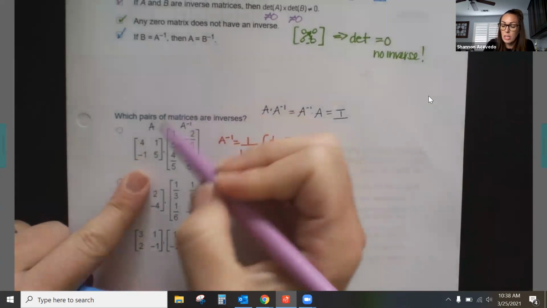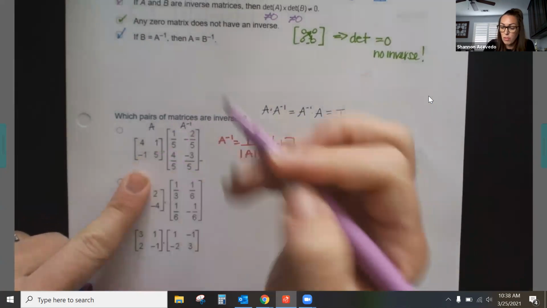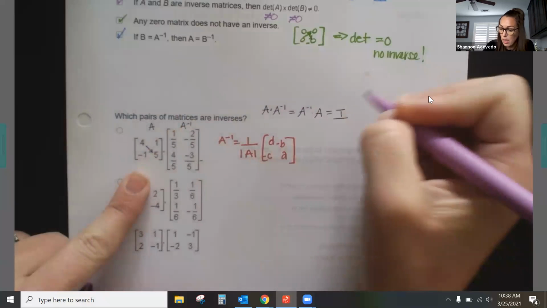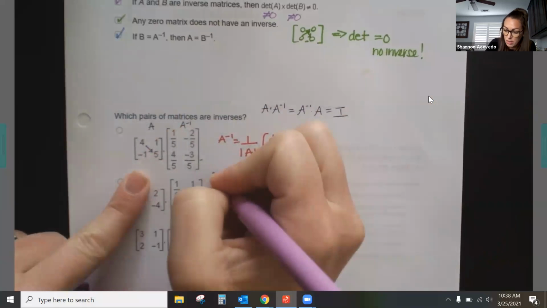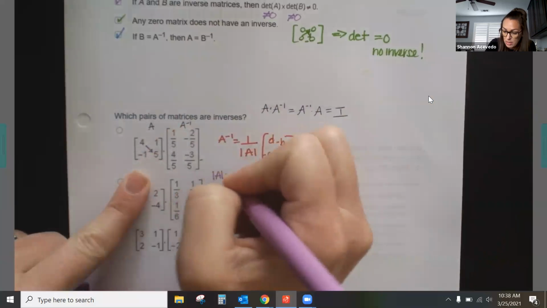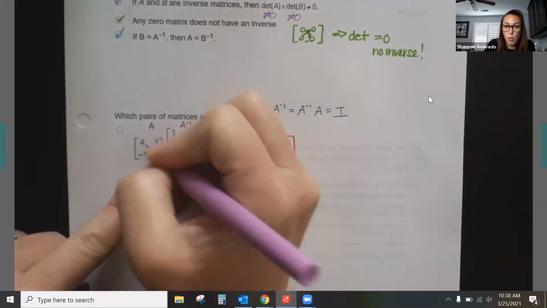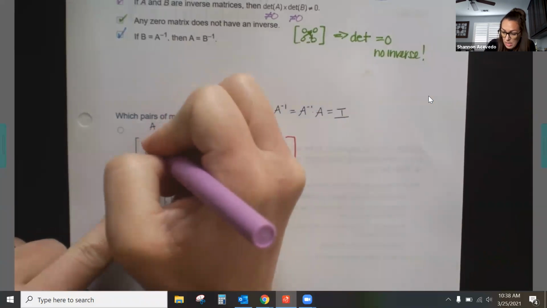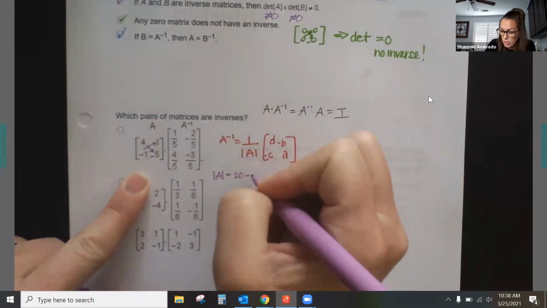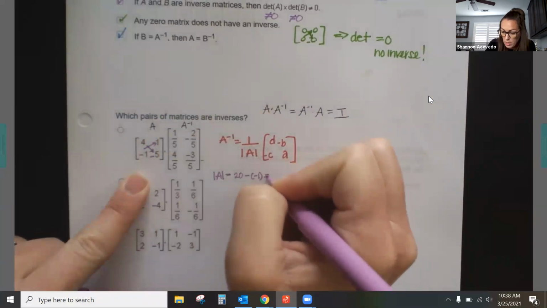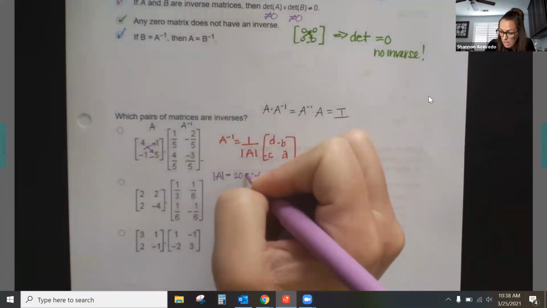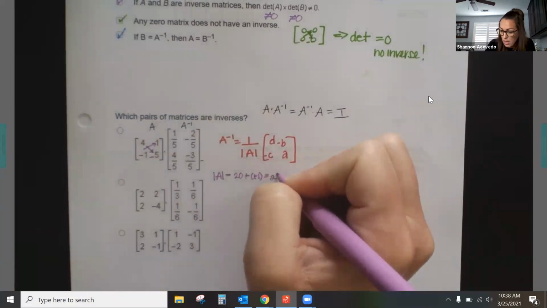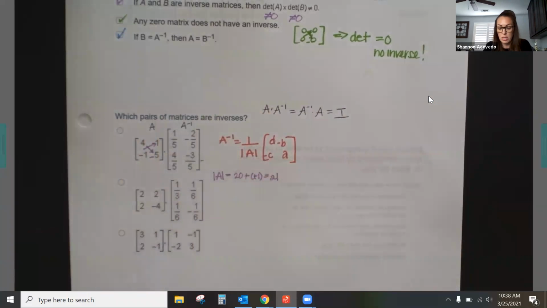If I'm going to look at this matrix here, first thing I'm going to do is find the determinant of A. So the determinant of A is going to be 4 times 5, which is 20, minus -1 times 1, which is a -1. So a negative and a negative is going to make this a positive. So my determinant is 21.